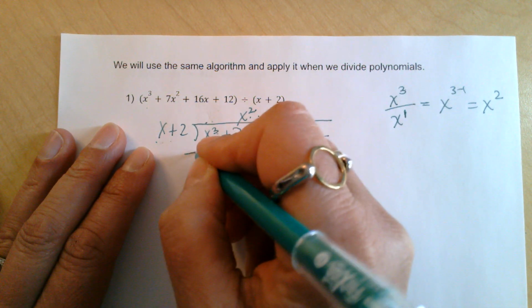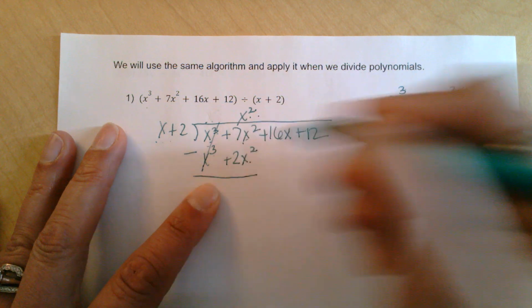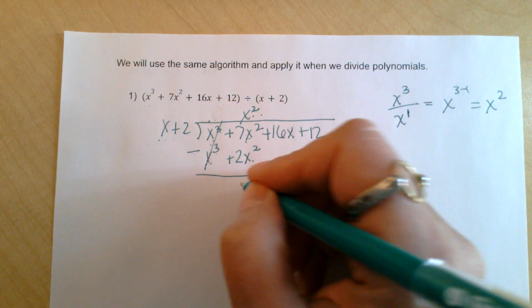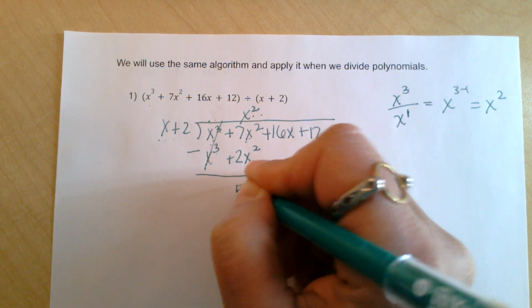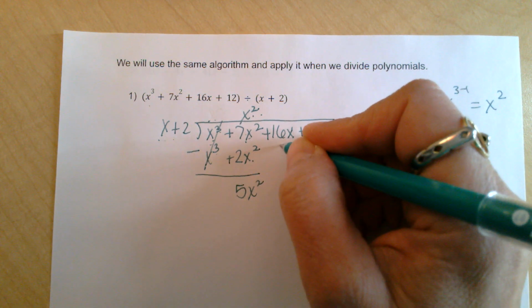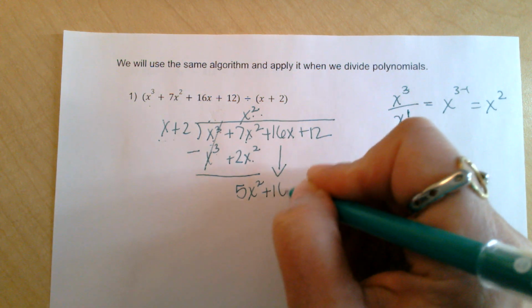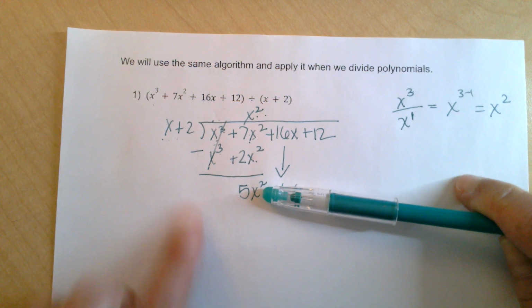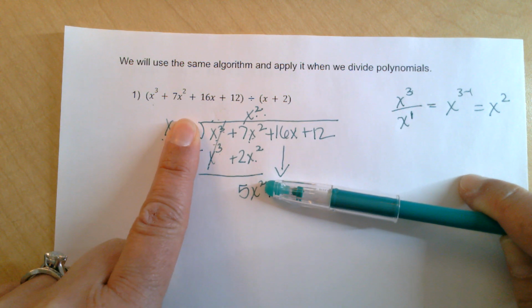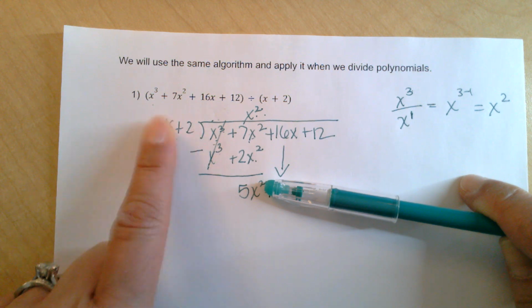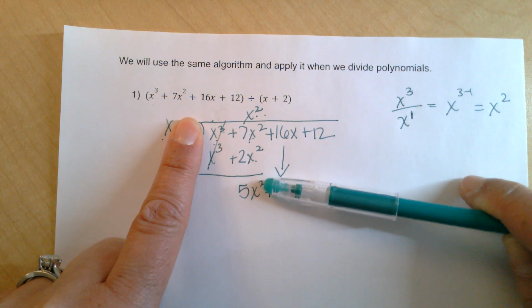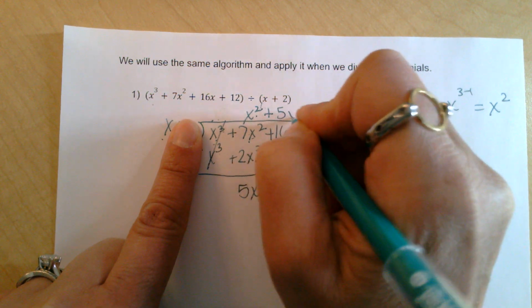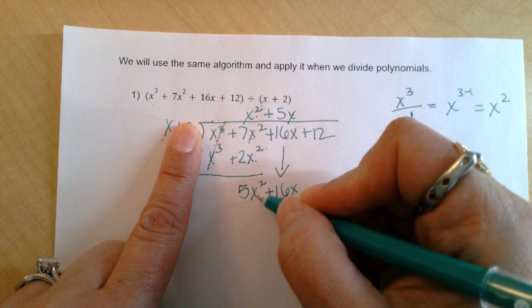And we're going to do the same thing. We're going to subtract. These first terms should cancel out. And then we're going to subtract 7x squared minus 2x squared and get 5x squared. Okay, just like the algorithm, we're going to bring down the next term, plus 16x. And then again, you're just going to look at the x and the 5x squared. And you ask yourself, what times x gives us 5x squared? And if you know offhand, well, that's going to be 5x. 5x times x gives us 5x squared.